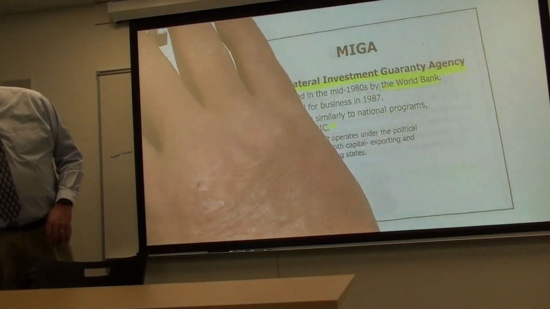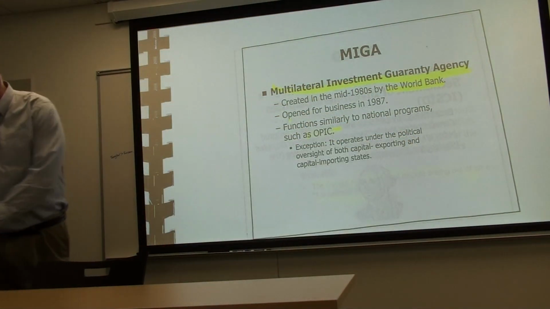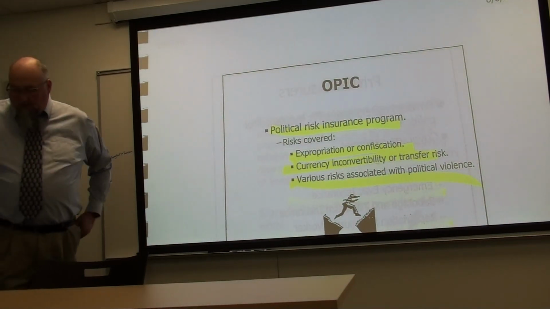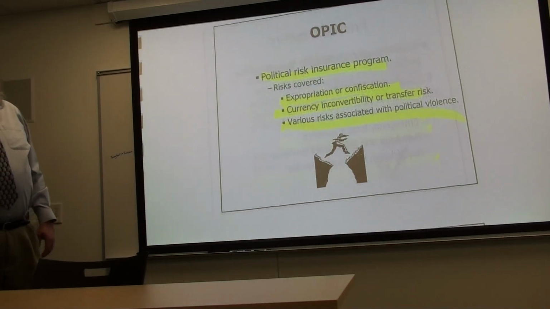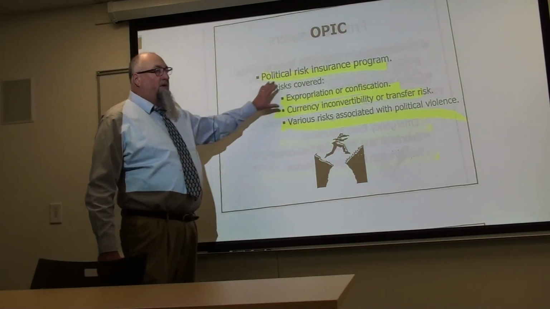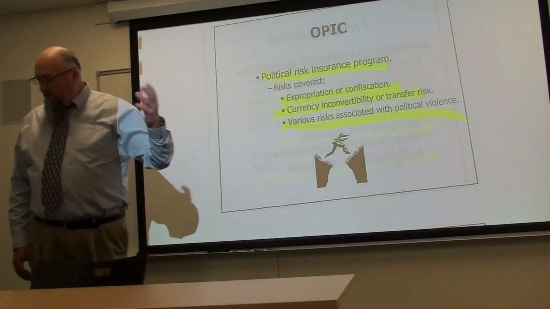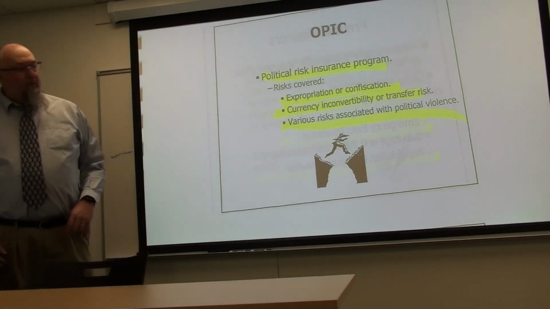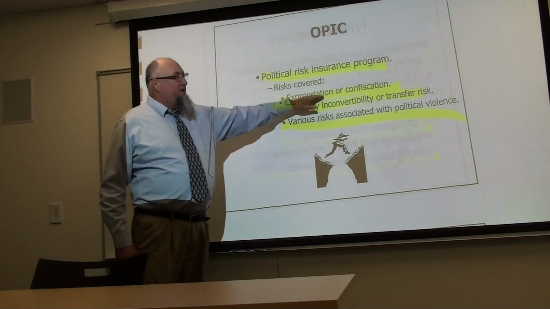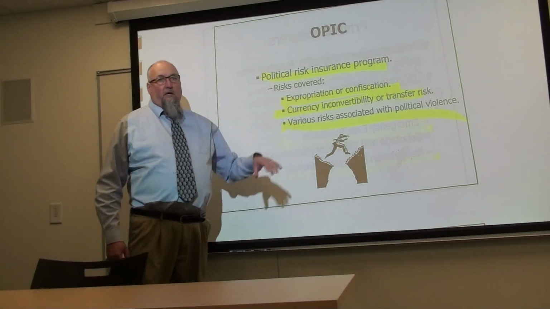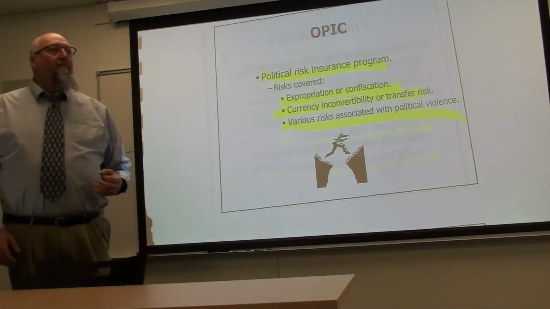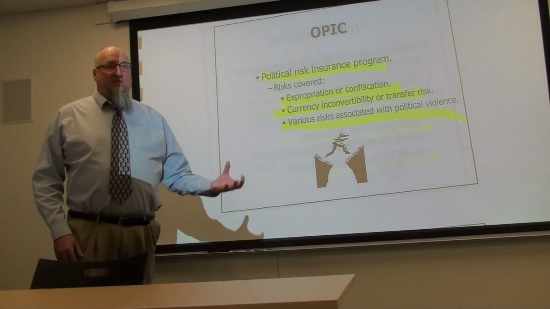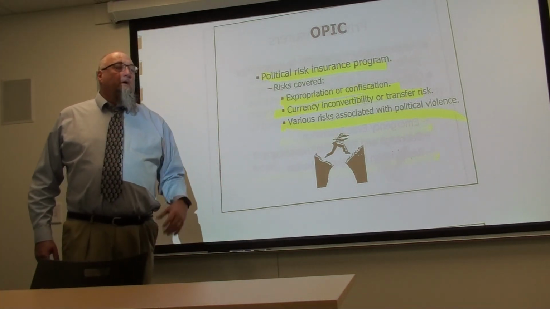So, next page over, actually 2 pages over. These are the typical risks that are covered by both an OPIC or a MIGA type of policy. So first of all, expropriation or confiscation. This would be an insurance policy that would pay the company that has made the investment and had their assets seized through expropriation directly.